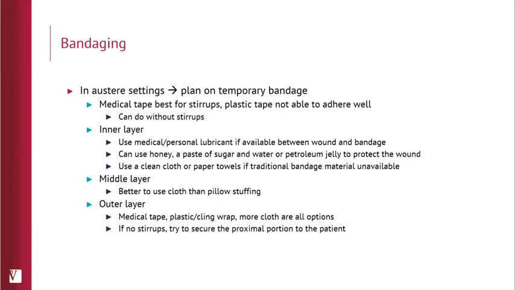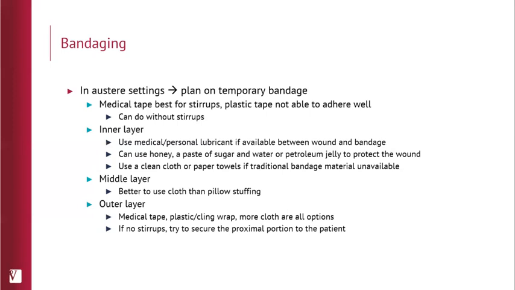And then for your outer layer, you can use absolutely anything at all that is protective. If you have a boatload of medical tape, wrap that whole bandage up with tape. Just don't compress things down so much that there's no blood flow to the distal limb. If you have access to plastic wrap, cling wrap, something like that, that's great. If you don't have either of those, you can just put some more cloth on.